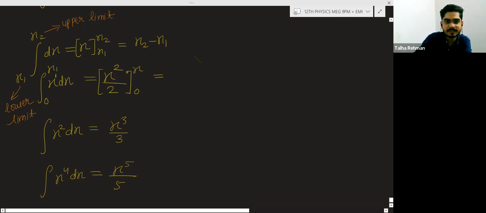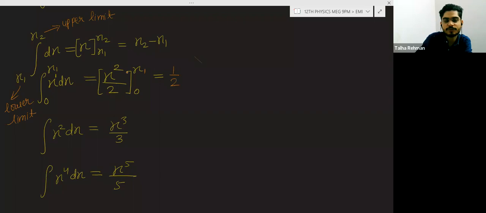So this is x1. You will get this 1 by 2, which you can take out of this. So you will have x1 square minus 0. 0 square means 0. So you will get half of x1 square. Now I am just writing 0 to L as your limit.